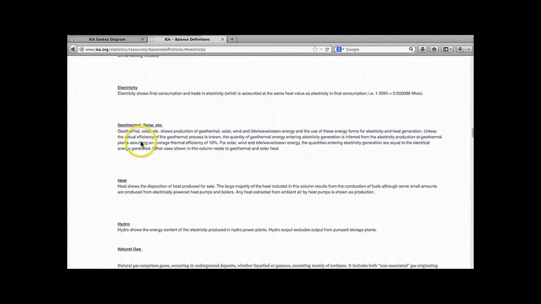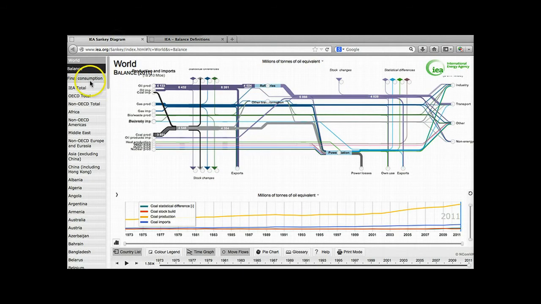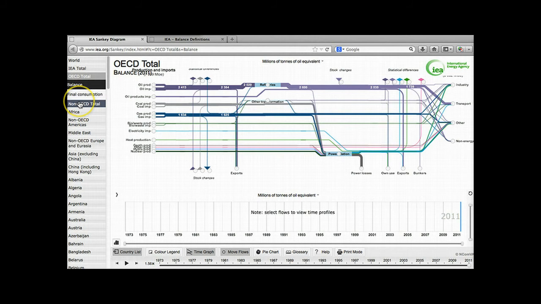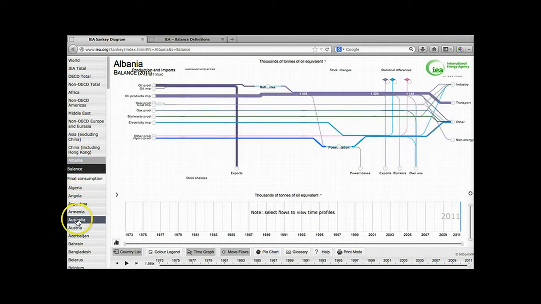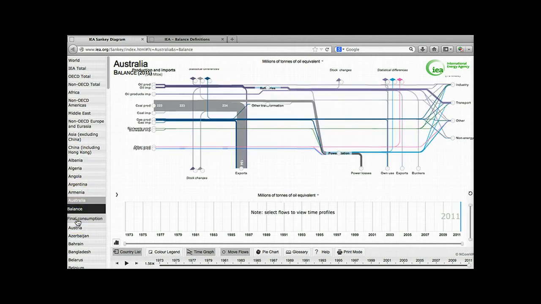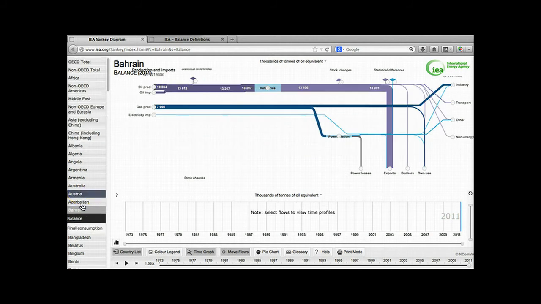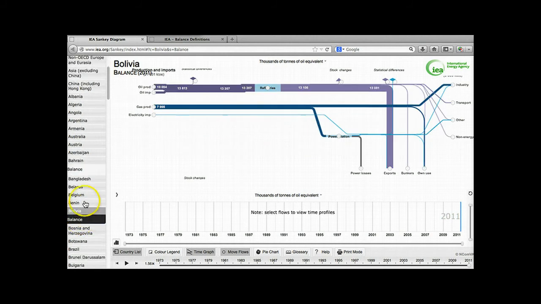Click on the items in the left-hand list to explore the different energy systems for various regions. OECD refers to developed nations, and non-OECD refers to developing nations. And you can look at individual countries that contribute data to the IEA's global database. Compare the energy systems for the U.S. and the world to other regions and countries.